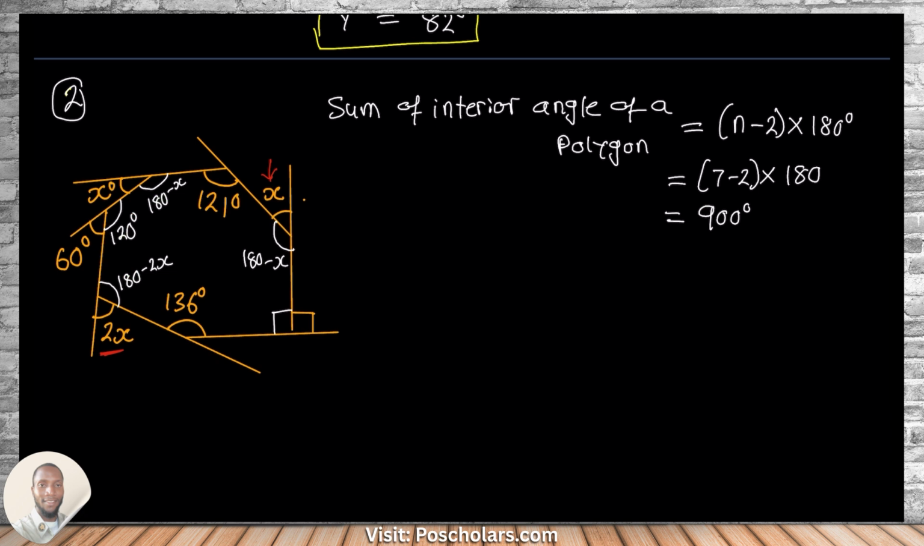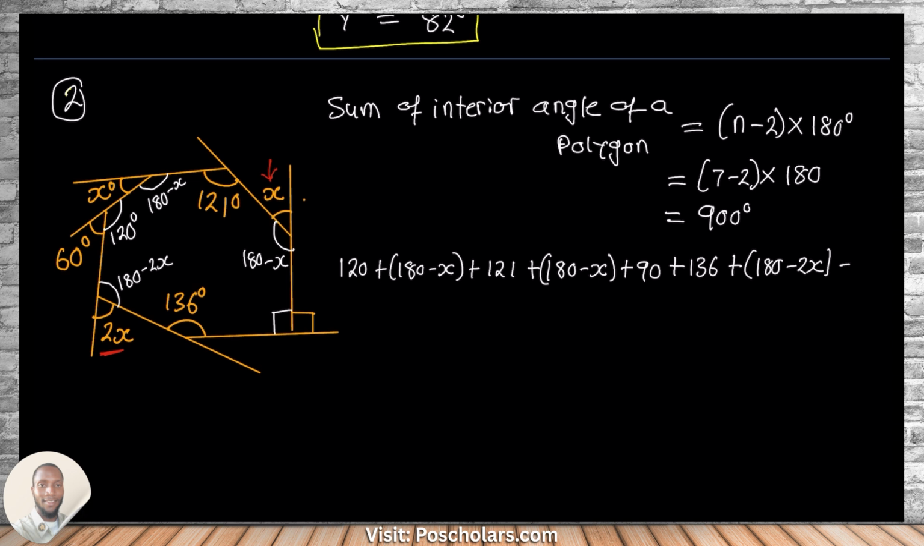So let's start with 120 degree. So we'll write 120 degree plus 180 minus x plus 121 plus 180 minus x again, right? Plus 90 plus 136 plus 180 minus 2x, right? Everything equals 900. So what we basically did was we started from 120, we added all these interior angles and we equated it to 900.